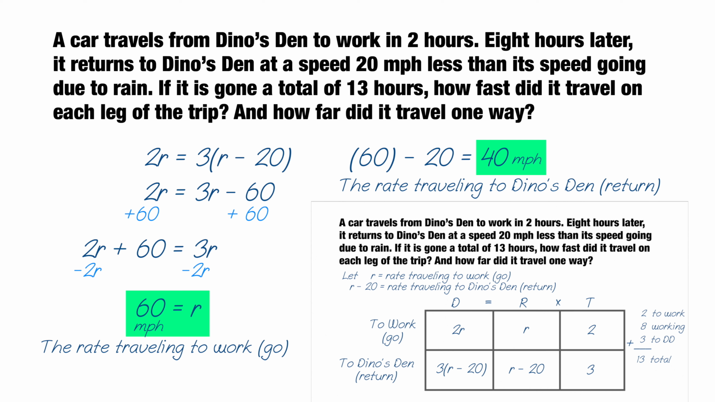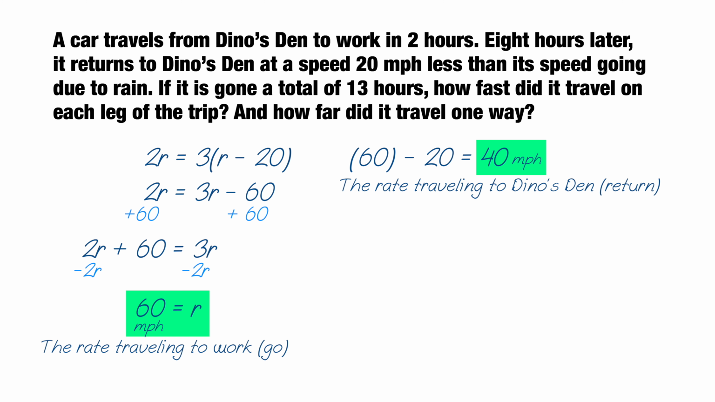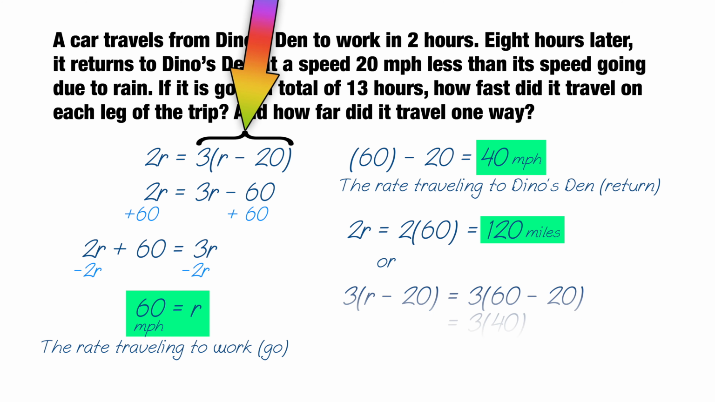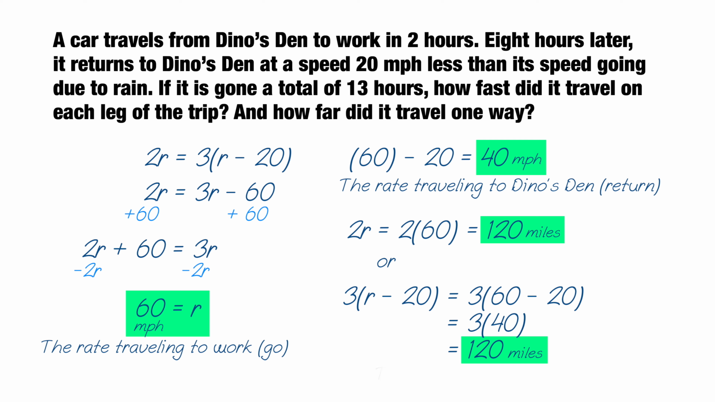They're also in the equation. Just pick one, either 2 times r and substitute in 60 and get 120 miles, or 3 times r minus 20 and substitute in 60 to also get 120 miles. The distance traveled one way.